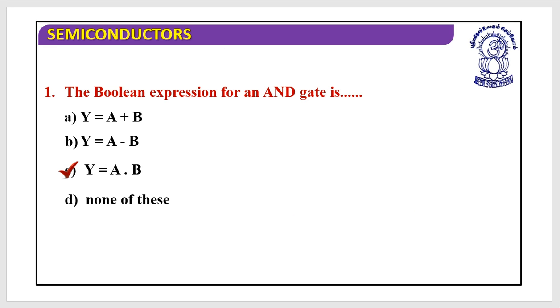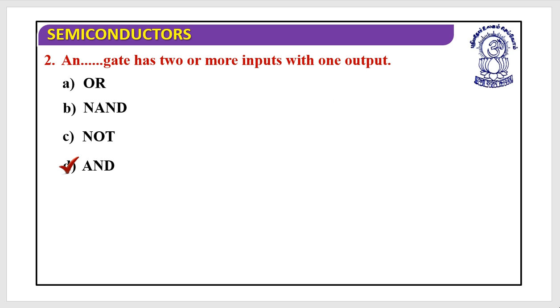Great. Now let's look at the Boolean expression for an AND gate. Is it Y equals A plus B? No, this is for the OR gate. It is Y equals A dot B. Yes, it's the correct one. Next: an AND gate has 2 or more inputs with 1 output. Yes, it's an AND gate. Even this could be true, that an OR gate has 2 or more inputs with 1 output. Yes, it's multiple correct. Great.